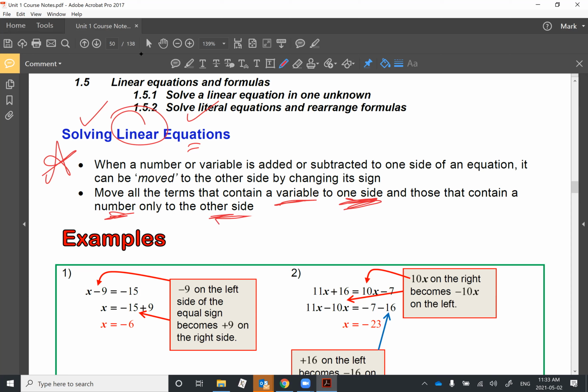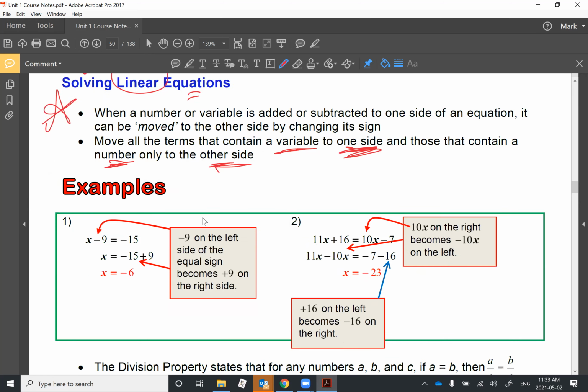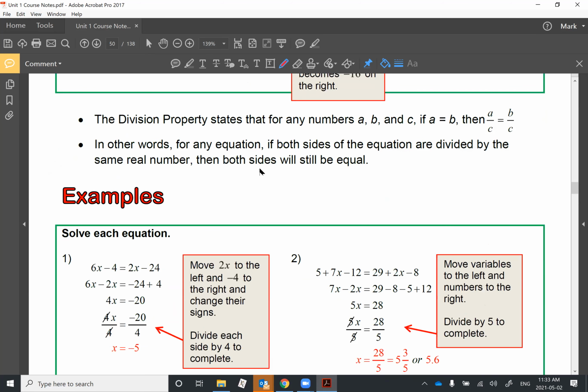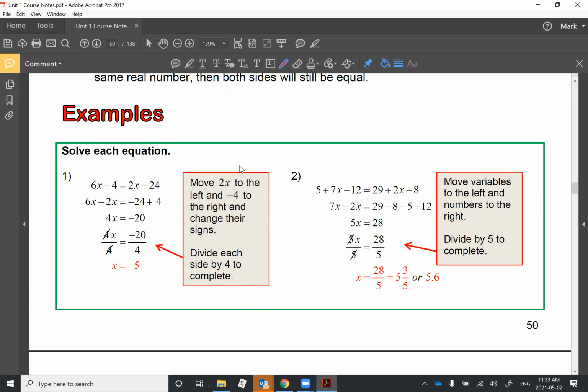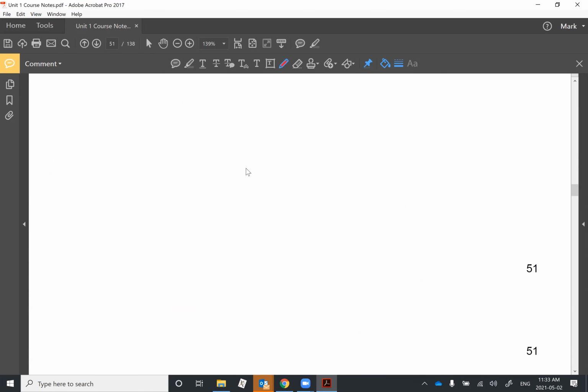So in simple words, we're going to move terms, we're going to move variables and numbers around an equation and solve for that equation. The key is when you move a number across an equal sign, the sign changes. And we're going to practice this. So I have a few examples here. We'll look at division, which is probably what students have the most problem with. And then, of course, we'll practice.